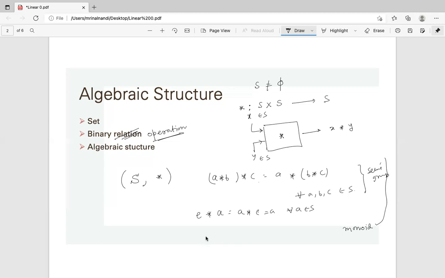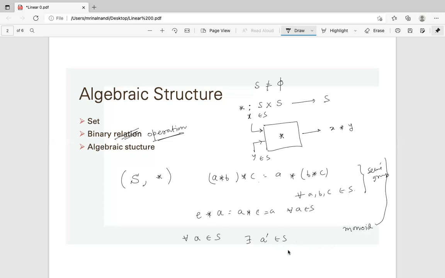Next is the existence of inverse. For every element of S, there exists an element, say A dash. Now, this E does not depend on A. E star A is A, or A star E is A, for all A. So for every A there is a single E, but for every A there is an A dash. You can prove that different A give different inverses. That you can easily prove. If the inverse is the same, then the element is also the same. If the element is the same, obviously the inverse is the same. So there is a one-to-one correspondence.